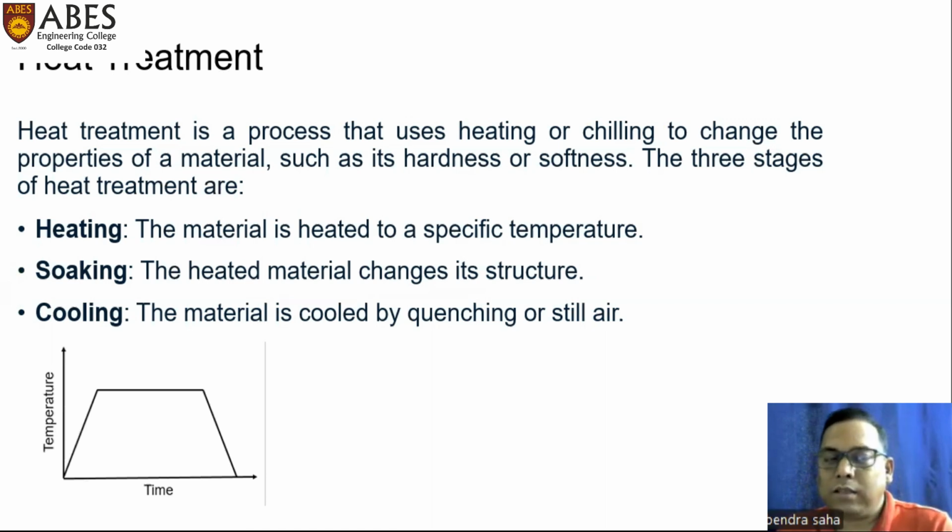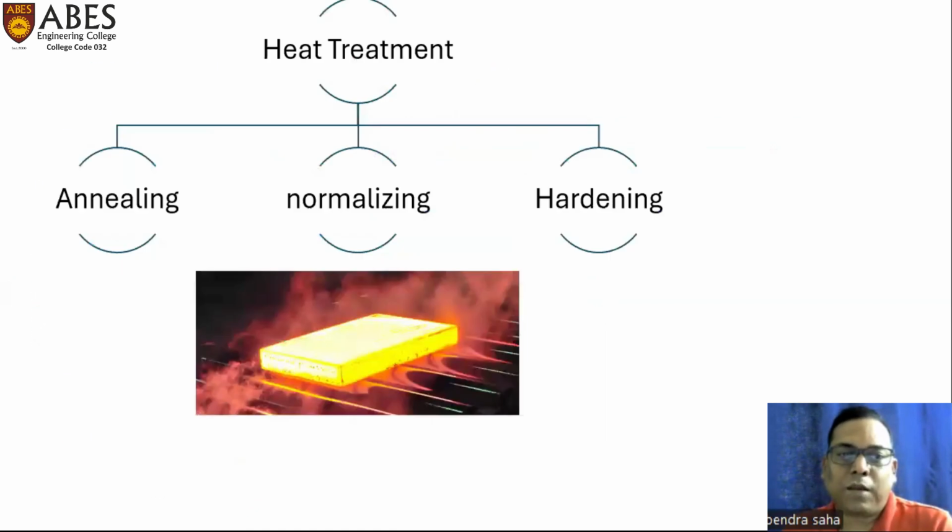So basically, there are three types of heat treatment process. Number one is annealing, number two is normalizing, number three is hardening. The same type of process is applied in all three types of heat treatment, but depending on the cooling system, the name is different. First of all, in the annealing process, the metal is heated to a temperature, and after that, if it is cooled in the furnace, it is called the annealing process.